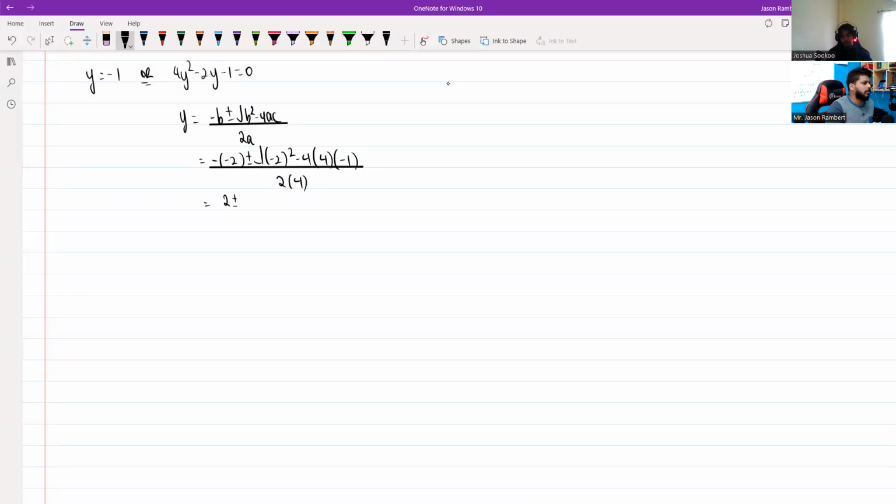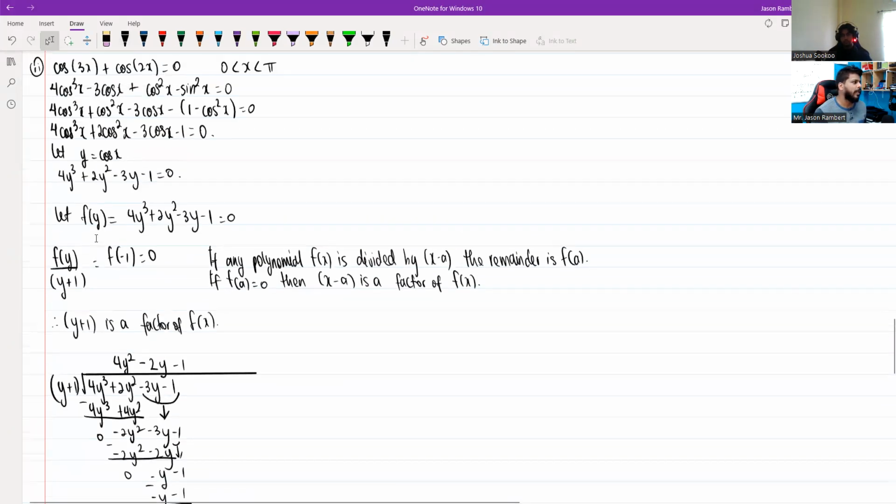2 plus or minus the square root of 2 to the 4, 4 plus 16 is 20. 2 plus root 20 all over 8. So y is equal to 2 plus root 20 over 8, or y is equal to 2 minus root 20 over 8. We are not done yet.